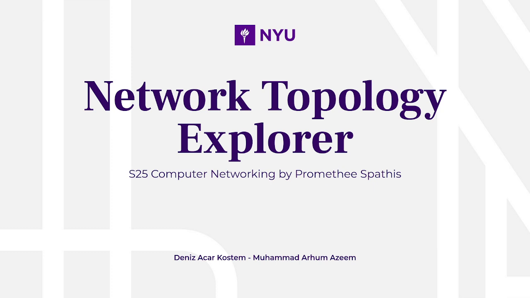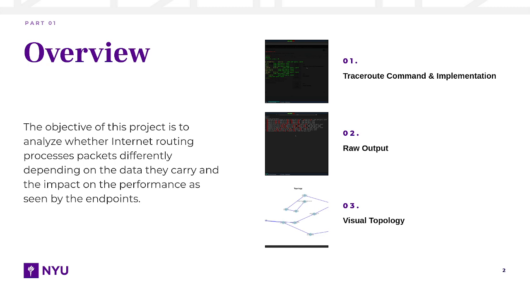In general, our objective of this project is to analyze whether internet routing processes packets differently depending on the data they carry and how they impact performance as experienced by the endpoints. To study this, we implemented a custom traceroute-like tool that supports different port types we've seen in computer networking class, ICMP, UDP, and TCP, and it observes how the route and the hop delays change with each protocol.